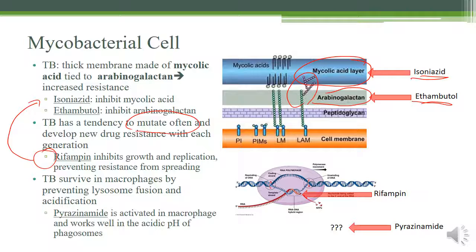Something else you need to know about TB is that they actually live in macrophages. They get into the macrophages' phagosomes, and they prevent the phagosomes from fusing with lysosomes. And even if they fuse, they inhibit the acidification of the lysosomes. What we can do is add pyrazinamide, and this pyrazinamide is activated when it gets into the macrophages. So it works well in that it increases the acidity of the pH in the phagosome and can help kill the TB while it's trying to hide in there.